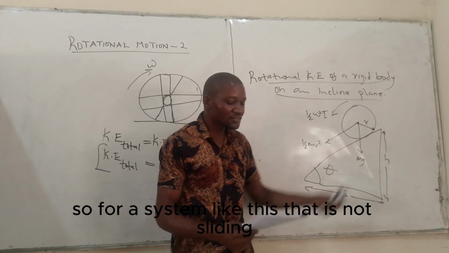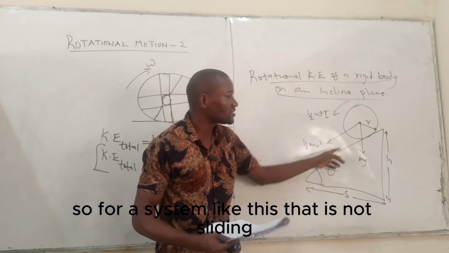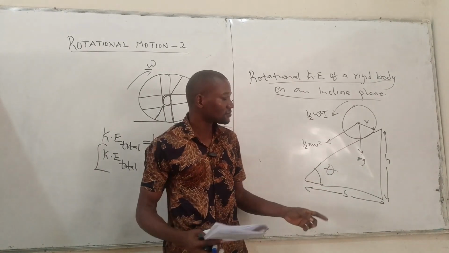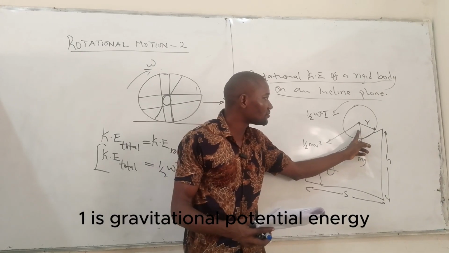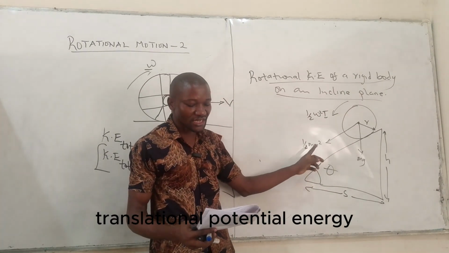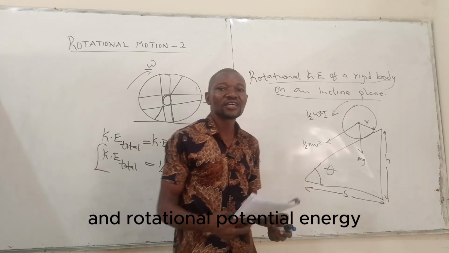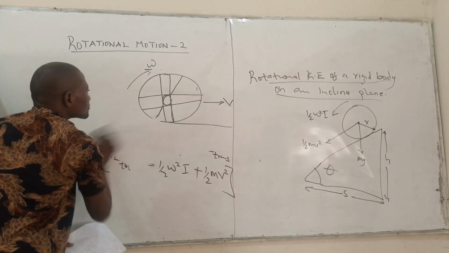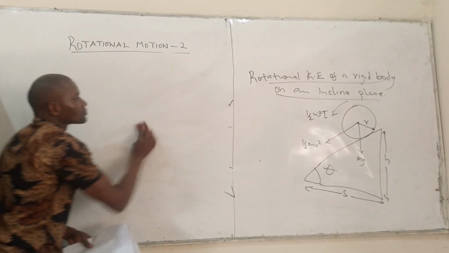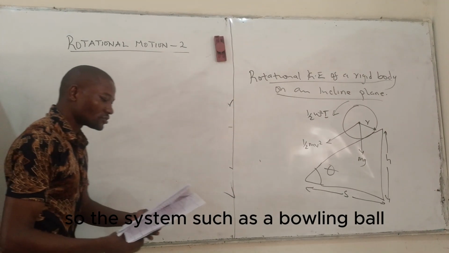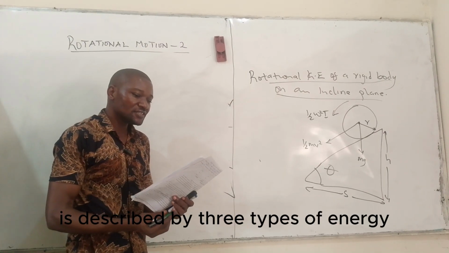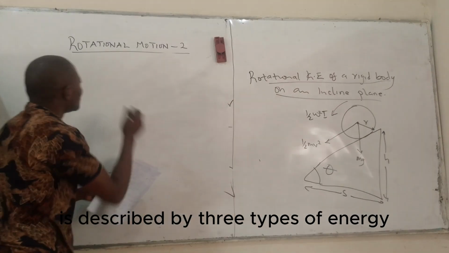So for a system like this that is not sliding, the kinetic energy possessed by this object. One is gravitational potential energy, translational kinetic energy, and rotational kinetic energy. So the system, such as a bowling ball rolling down a ramp, is described by three types of energy.